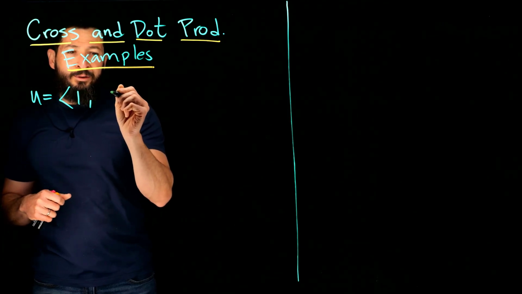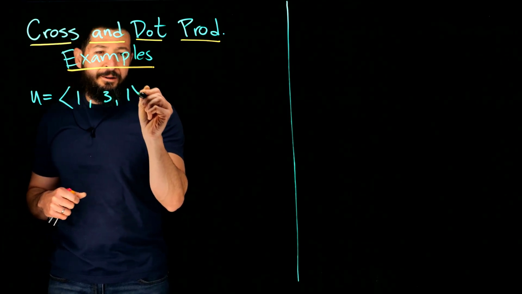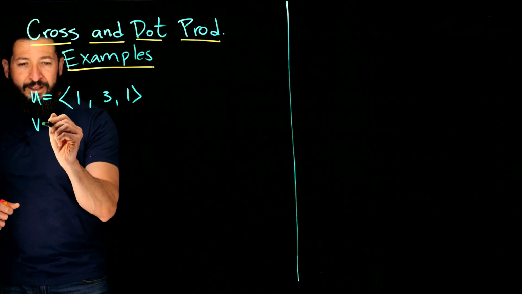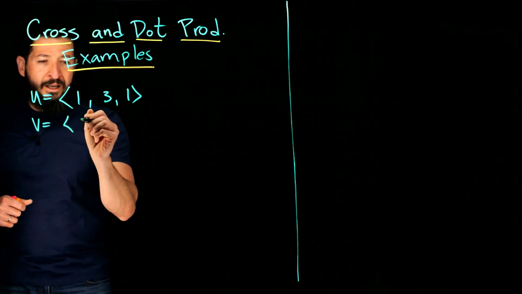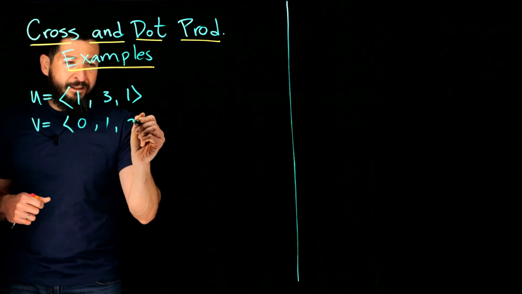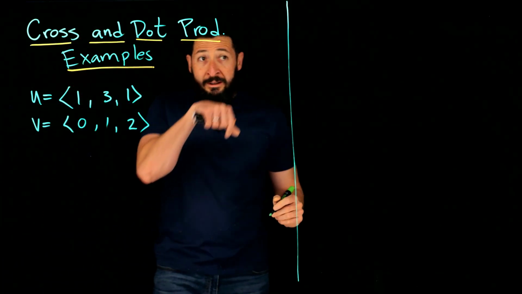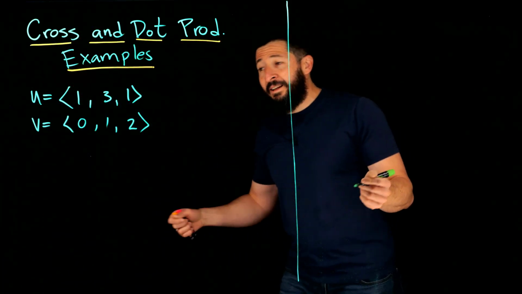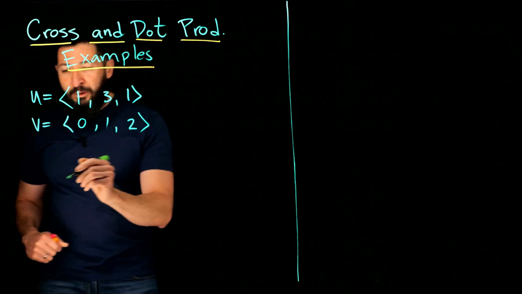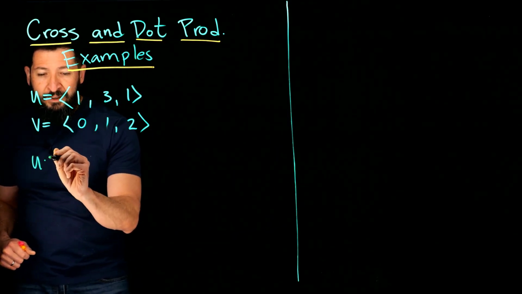Let's grab a few numbers, so u is 1, 3, 1, just whatever we want. And then v, let's do 0, 1, 2. As long as they're not collinear, because then the cross product wouldn't make any sense. But let's start with the dot product. So what would be the dot product of these two vectors?